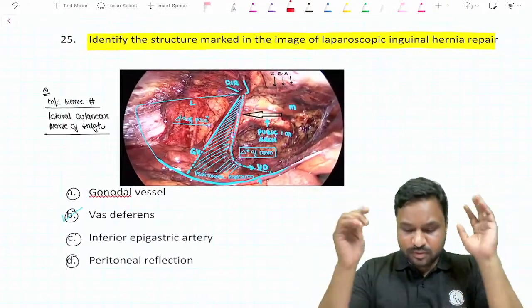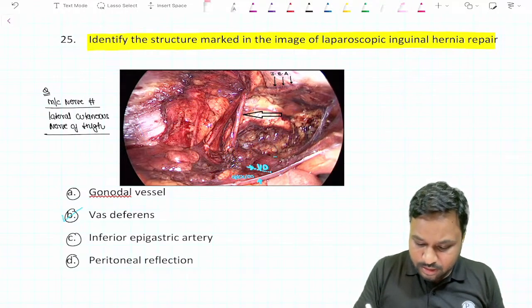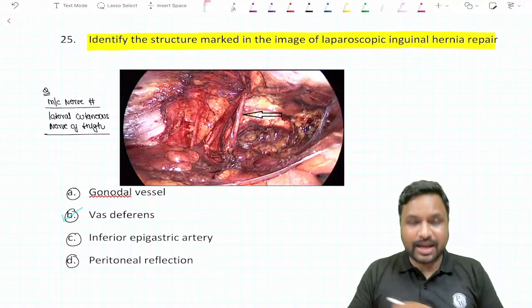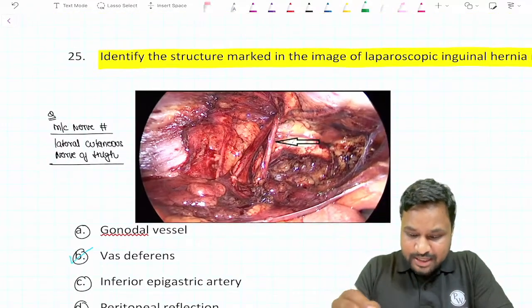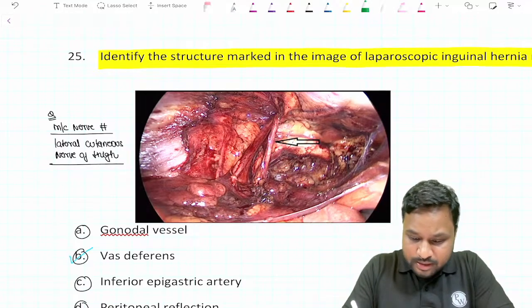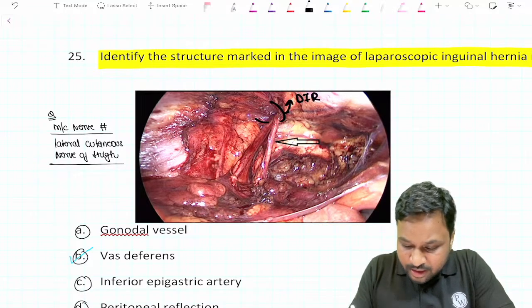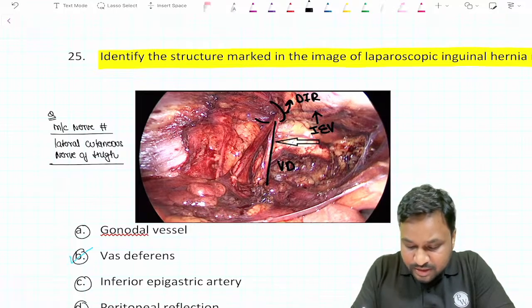Again, inguinal hernia, very, very important. You cannot go to the exam without looking at the image of the inguinal hernia, especially the laparoscopic inguinal hernias, right? Now, in the laparoscopic inguinal hernia, what are the things that you have to remember? This is your deep inguinal ring. You see these veins, these are your inferior epigastric vessels. On the medial side, you have the vas deferens. On the lateral side, you have the gonadal vessels.